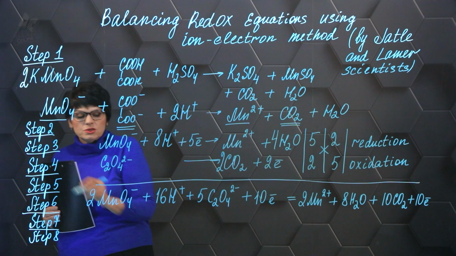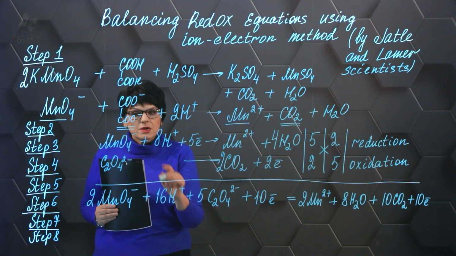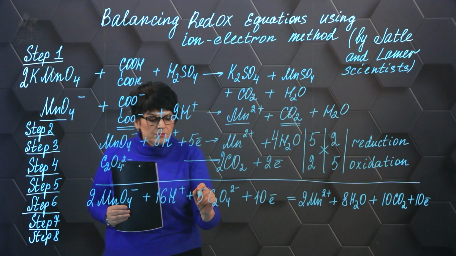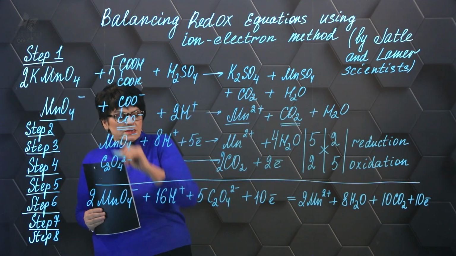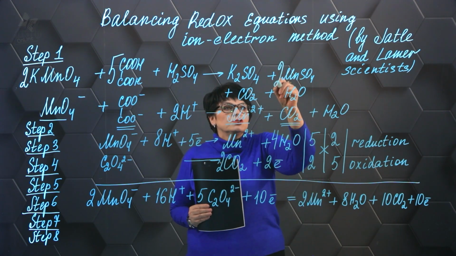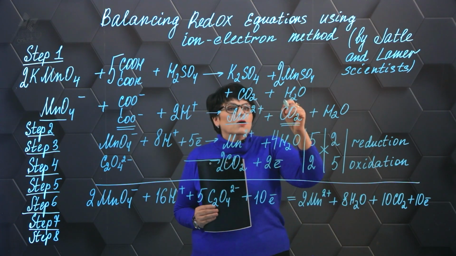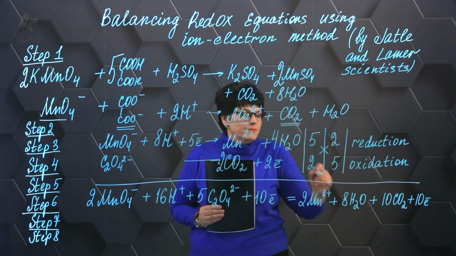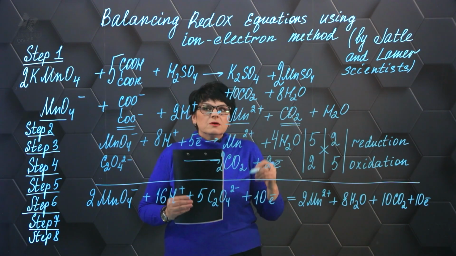2 in front of potassium permanganate, we have 16 total hydrogen ions. Now in front of the oxalic acid formula, we will put the coefficient 5. Then manganese, we have in this case 2 on the right side, manganese sulfate. 8 will be to water. 10 in front of CO2.